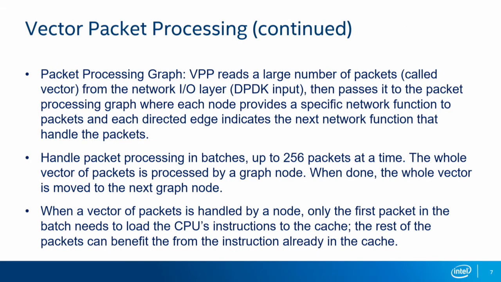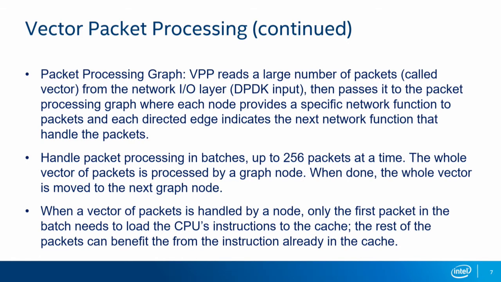How does it work? They have a concept called the packet processing graph. Basically, instead of processing packets one by one, VPP reads a large number of packets, and they call that a vector. That's why we call it vector packet processing. From the network I/O layer, like the DPDK input, VPP reads a large number of packets, and then moves them to the packet processing graph, where every node implements a network function. When they finish one node, the vector passes to the next node.